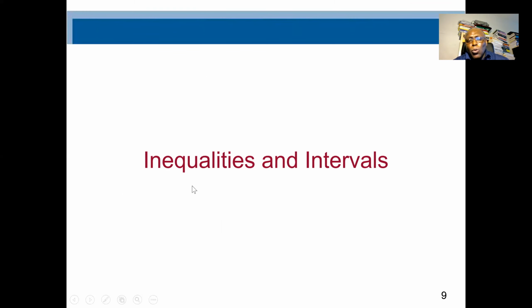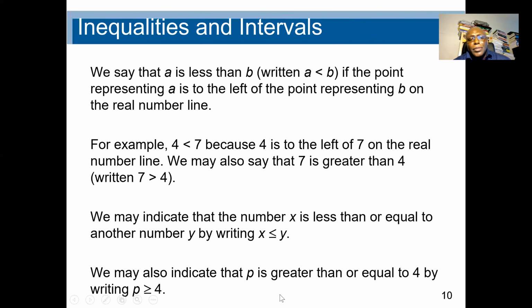The next will be inequalities and intervals. For inequalities, we use the relational operators. The symbol written here, the left arrow, means less. So here we are saying that a is less than b. This is a true statement: 4 is less than 7, or 7 is greater than 4.